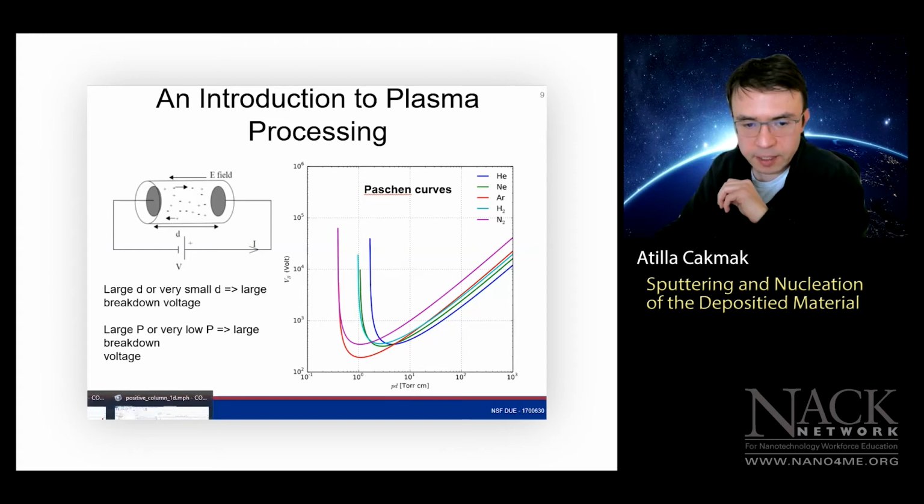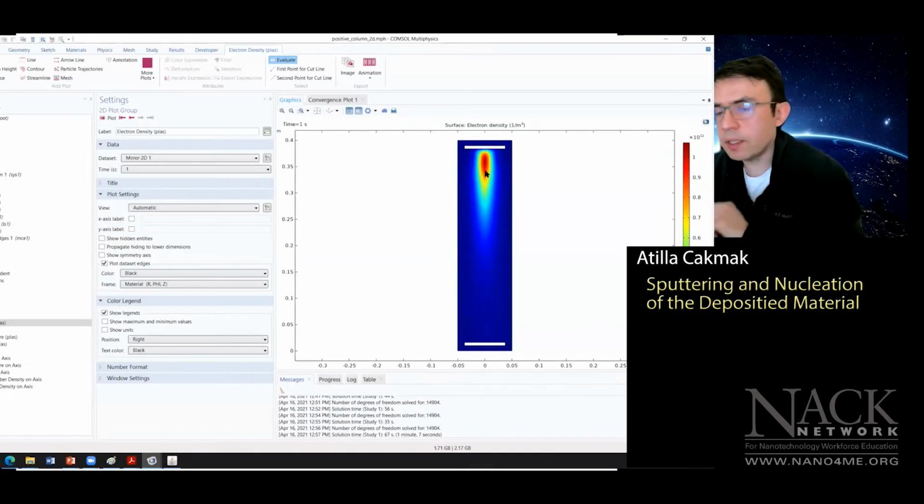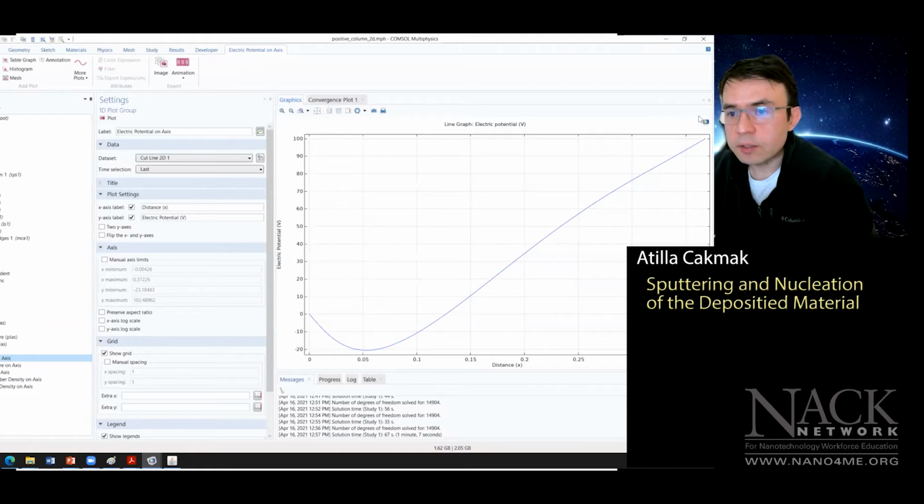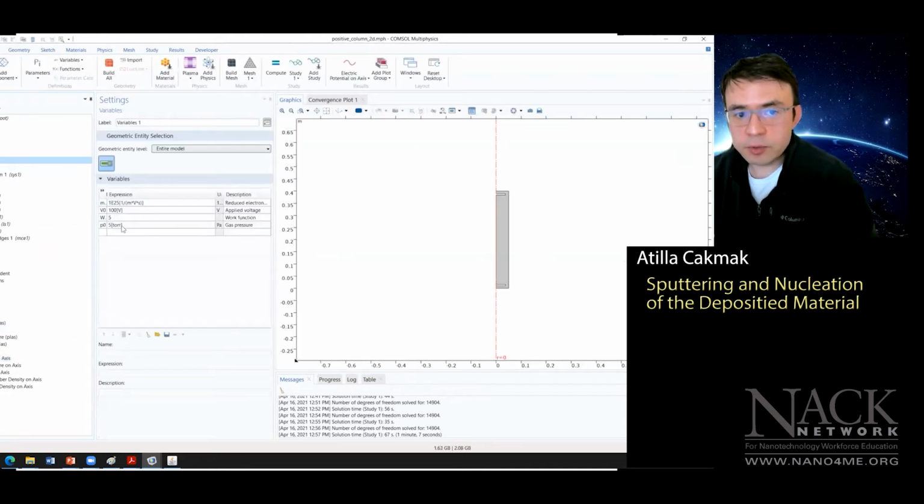All right, let's go back to the simulation. You see the electron density is closer to the anode, so we were not able to ignite the plasma. Let's look at the electric potential. We start with 100, and it's a linear drop again. We were not successful, one more time, unfortunately. That's why we should not be considering higher pressure values to ignite the plasma.